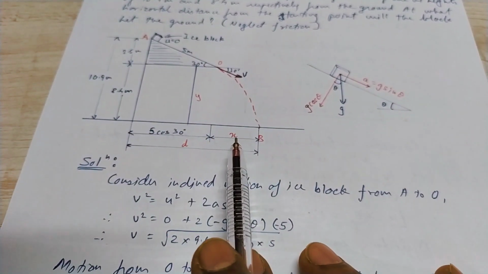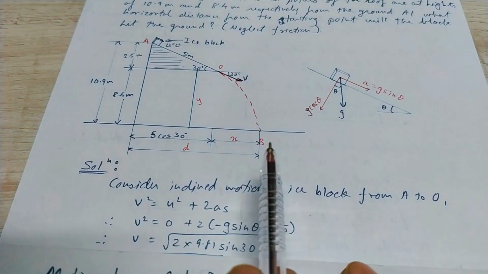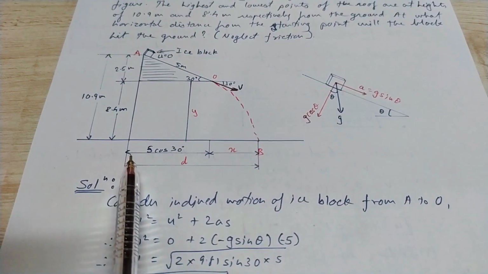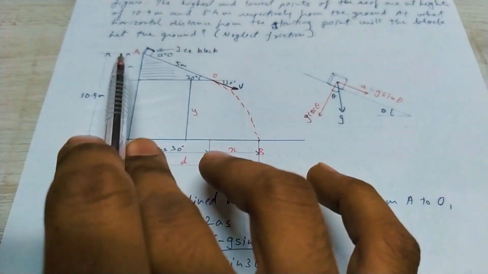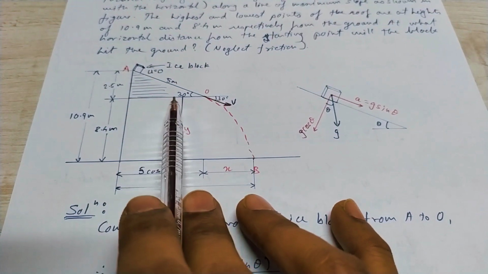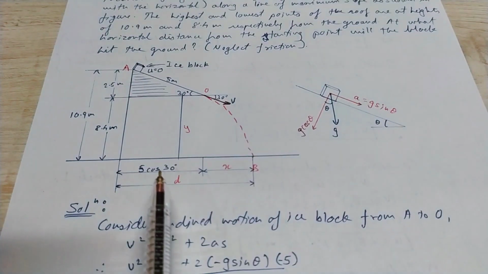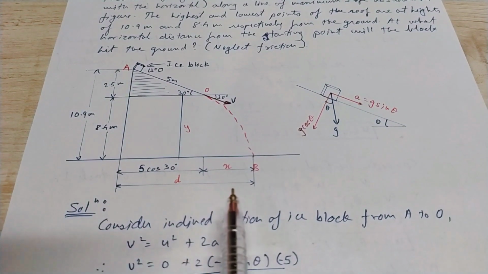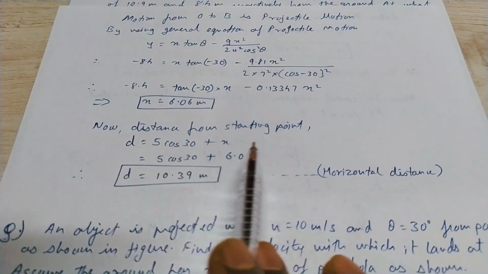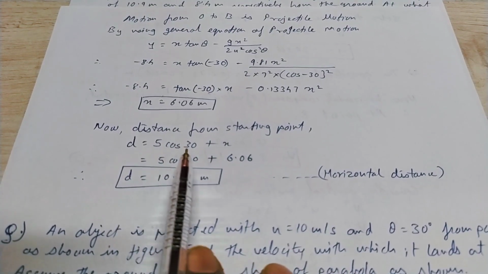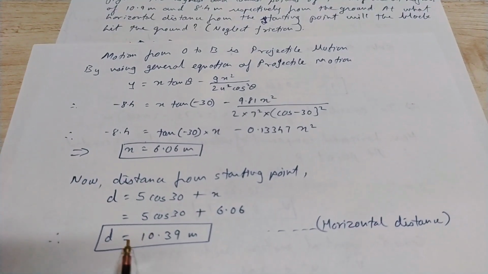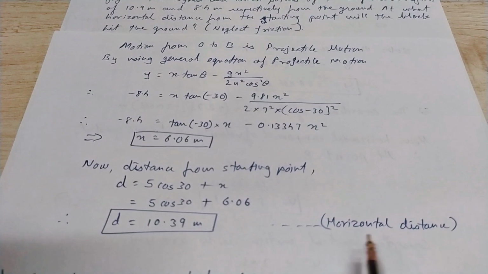Now x is the horizontal distance between point O and B. But we have to find the horizontal distance from the starting point, that is, from point A. If you have a look at this triangle, this is 5 and this is 30. So from O to A, this horizontal distance will become 5 cos 30. The total horizontal distance will be this plus this, which will give you the value of D. That means the distance from the starting point, D, equals 5 cos 30 plus x, where x is the value we got just now. So D equals 10.39 meters, which is the horizontal distance.